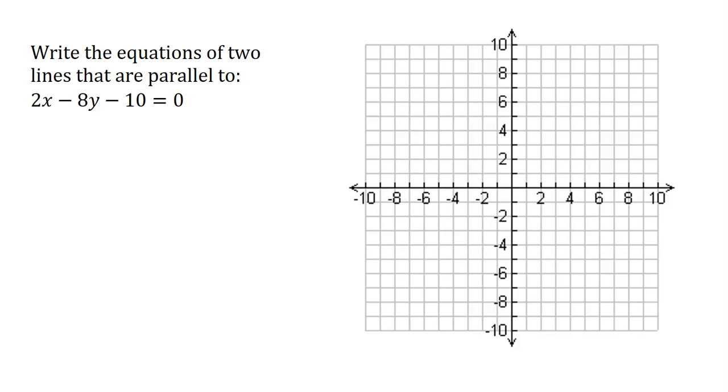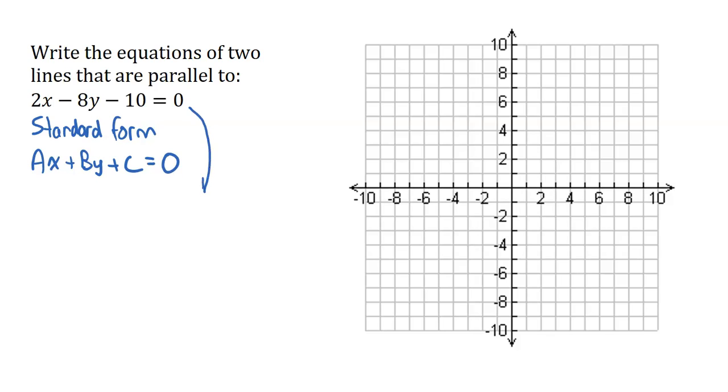You might recognize this as standard form, and hopefully you do recognize this as standard form. Remember that standard form is a times x plus b times y plus c equals 0, where a, b, and c are some numbers, positive or negative. So what we're trying to do is take this from this form and write it in the form y equals mx plus b.